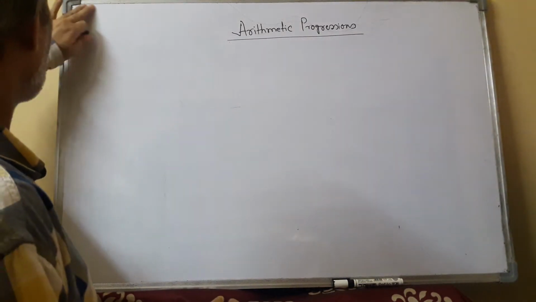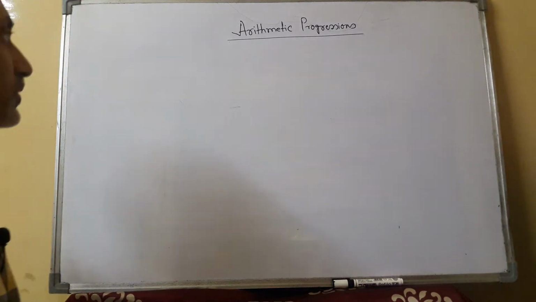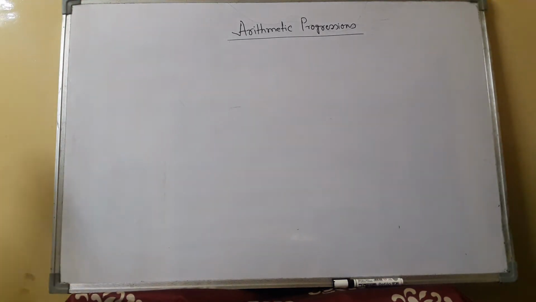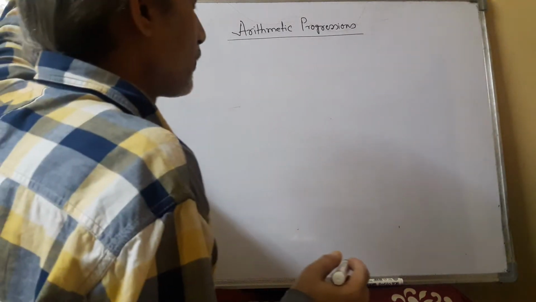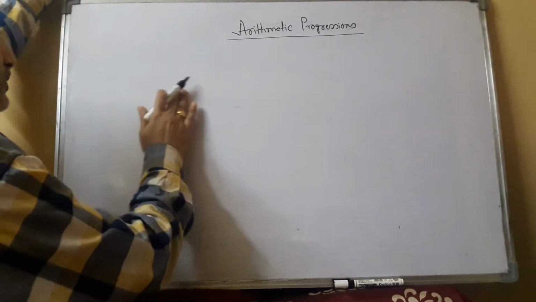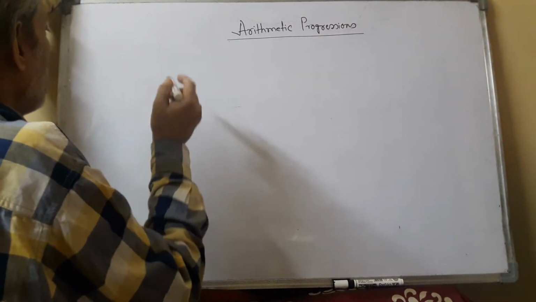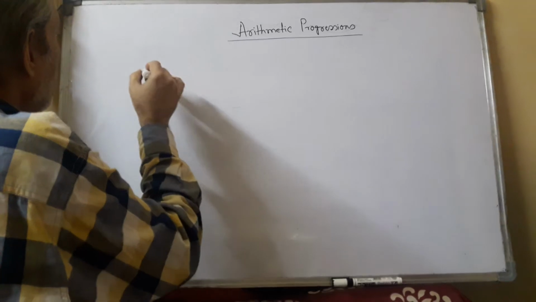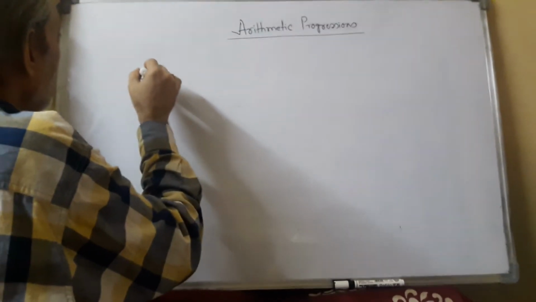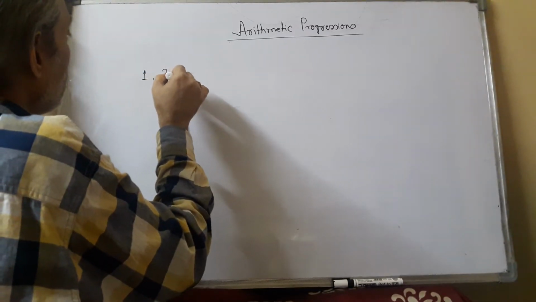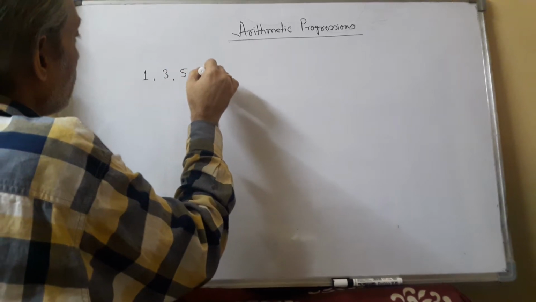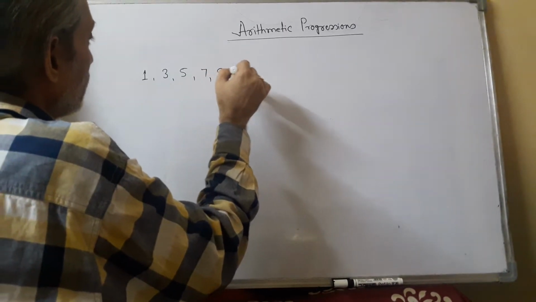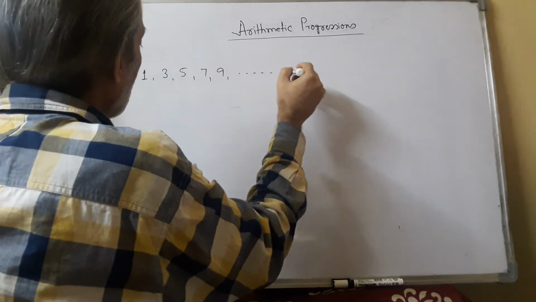So today I am going to explain arithmetic progressions. So we have, let's say, certain numbers, and so on.